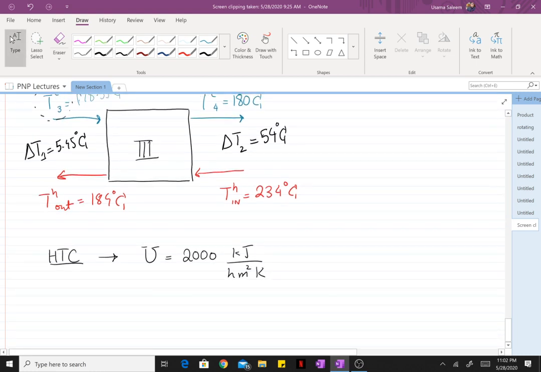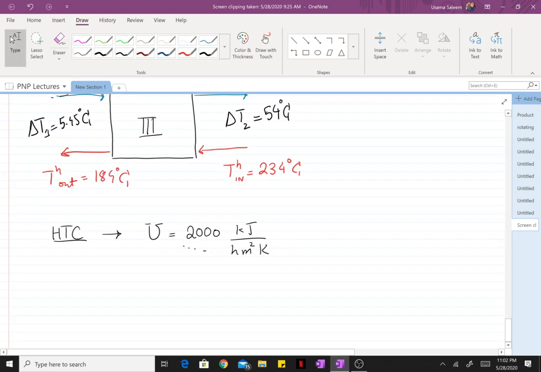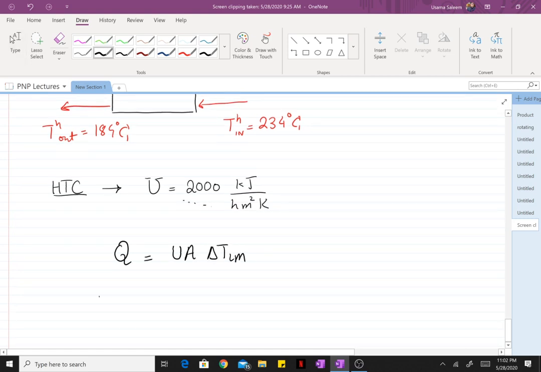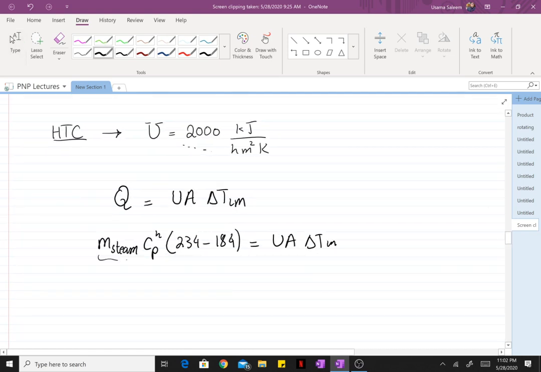Okay, now the heat transfer coefficient was given in the problem statement. Q equals UA delta T log mean. I'm going to use the flow rate of steam times the heat capacity of steam, times the temperature change it takes to go from superheated to saturated, equals UA delta T log mean. And this expression comes out to be 1397.3 times the heat capacity of steam, not water, steam.